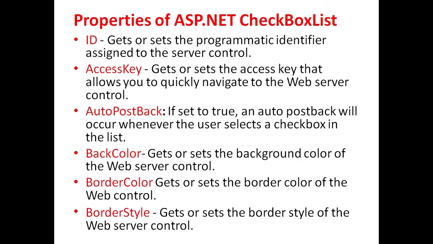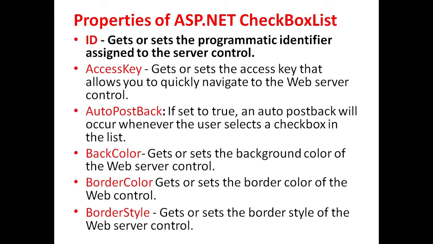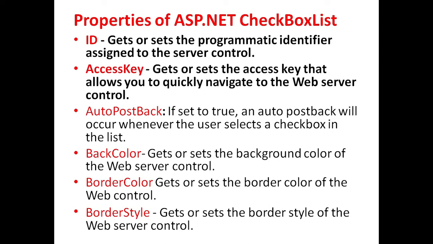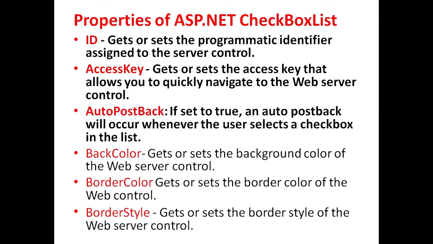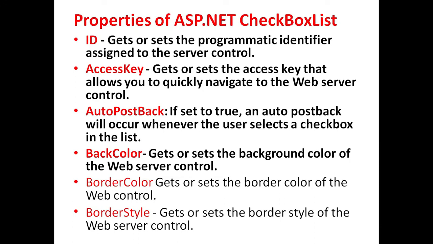Different properties of ASP.NET checkbox list are: first is ID, which gets or sets the programmatic identifier assigned to the server control. AccessKey gets or sets the access key that allows the user to quickly navigate to the web server control. If the AutoPostBack property is set to true, an auto postback will occur whenever the user selects a checkbox in the list. BackColor property gets or sets the background color of the web server control.